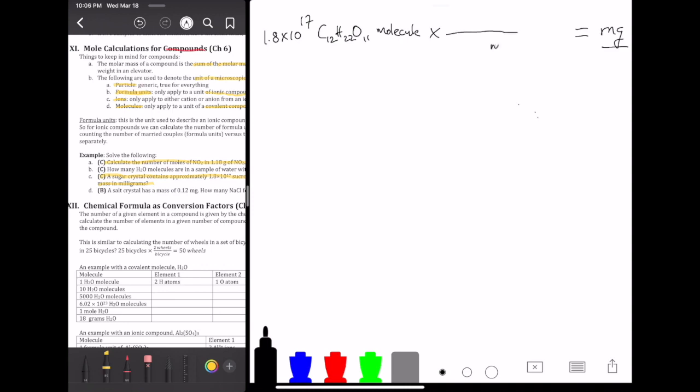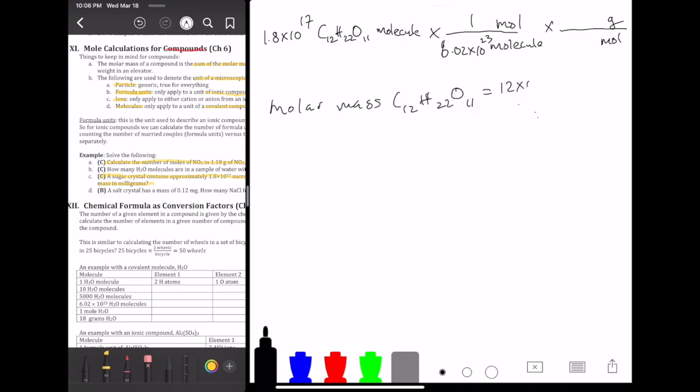First, we're going to convert molecules to moles. And for that, you just need your Avogadro's number. Now, once you do that, you still need to take your moles to your mass, grams and moles. And that goes through the molar mass. So you have to go to the periodic table, find out the molar mass of carbon, hydrogen, and oxygen, and multiply them by 12, 22, and 11 respectively. So you're going to take 12 times 12 grams per mole. I get this from the periodic table.